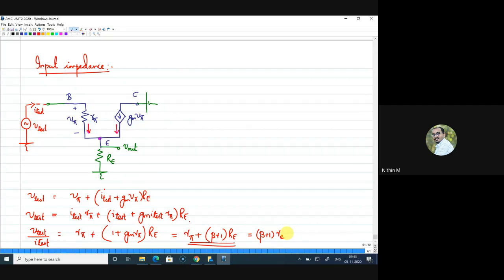R pi is beta plus 1 into RE, right? Yes, sir. Plus beta plus 1 into capital RE. So in fact, this is beta plus 1 into RE plus RE. Now you can say that if RE is small, you can write this as beta plus 1 into RE with that understanding. Okay, sir. All right, yeah.